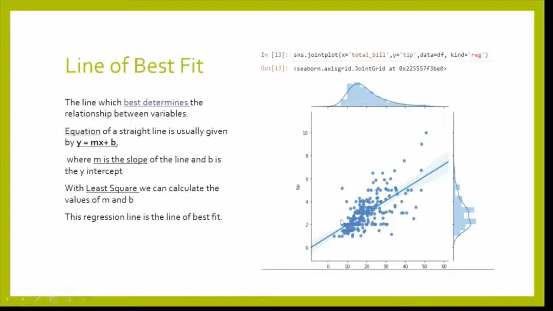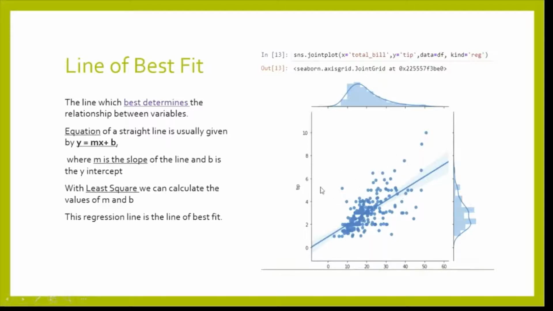So this line tells me the best fit. Okay, and I call this the line of best fit in linear regression. This determines the relationship between the variables. Okay, this is total bill and this is tip. So this tells me the relationship between bill and tip. If the bill is huge, is the tip also huge? If I'm paying around $40, then the tip also varies from around $4 to $6.